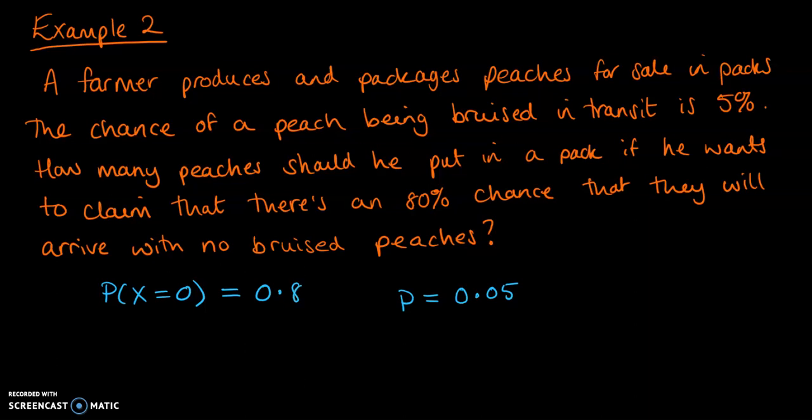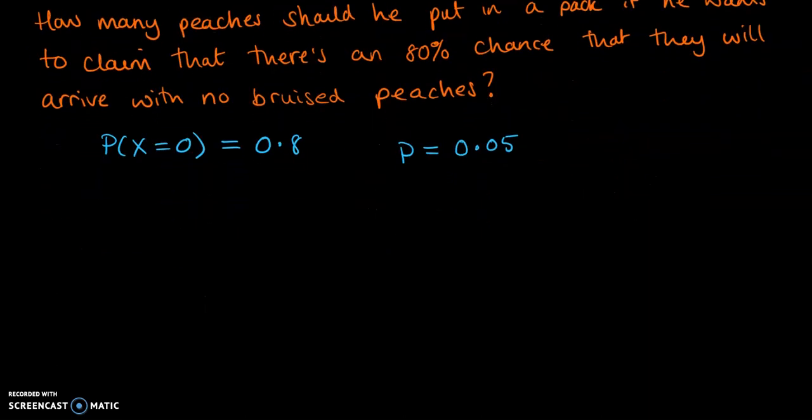Okay, so using the formula, we know that (1 minus p) to the n is equal to our probability of 0, so that'll be equal to 0.8. And the p is 0.05. So if we do 1 minus p, we get 0.95. So 0.95 to the n is equal to 0.8.